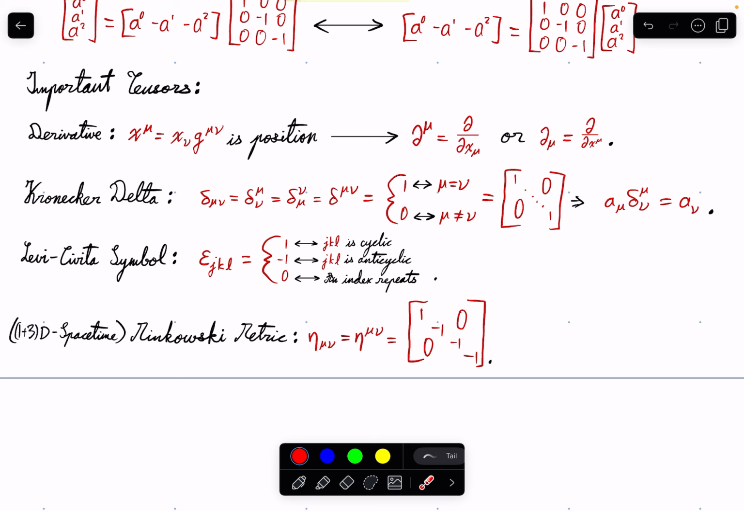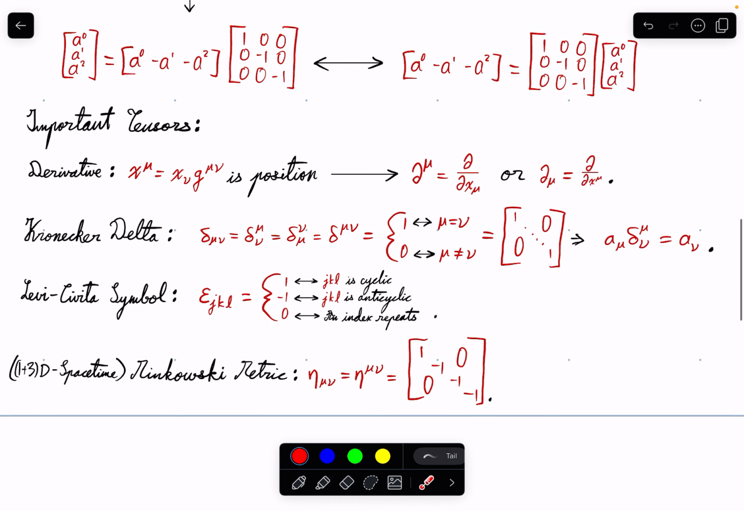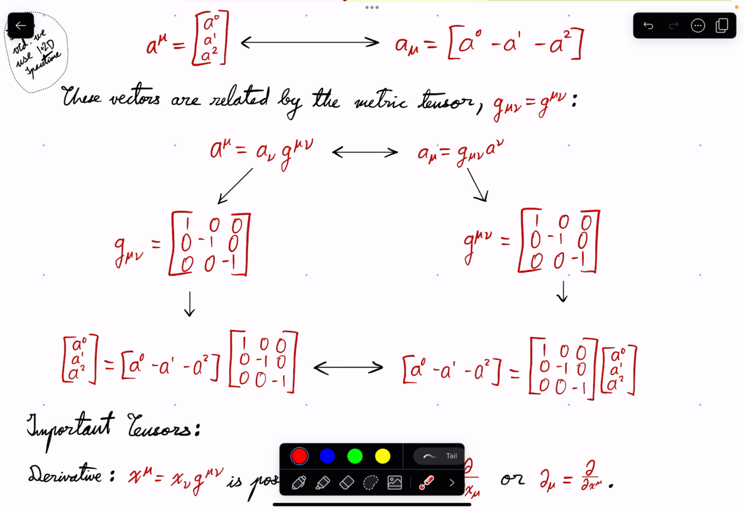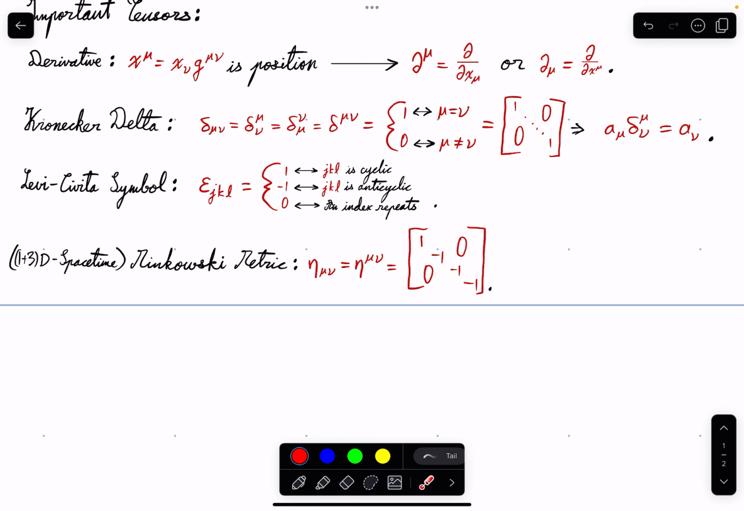The Levi-Civita symbol will just encode cyclic and anticyclic things, like cross products, for example. And the Minkowski metric will serve the role of the metric in these equations. But as these were describing 1 plus 2 dimensional space, we basically have these, but in 1 plus 3 dimensional space. So the Minkowski metric.